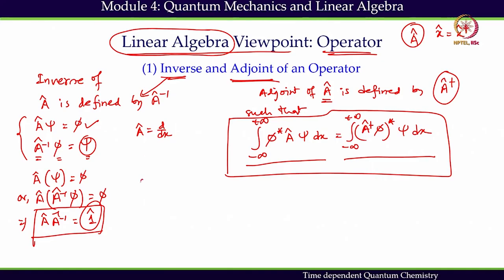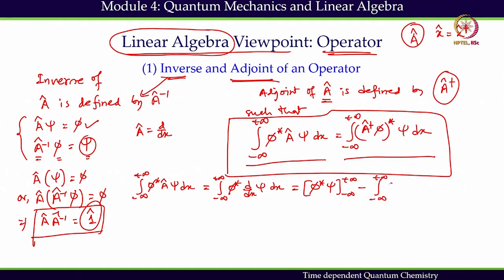If this is the operator, then I can try to find the integral from minus infinity to plus infinity of phi star A psi dx, which equals the integral of phi star d dx psi dx. Now, I cannot just position this operator anywhere without constraint. This operator acts only on psi. So I have to go for integration by parts. If I do that, I get phi star psi from minus infinity to plus infinity, minus the integral from minus infinity to plus infinity of d dx phi star times psi dx.